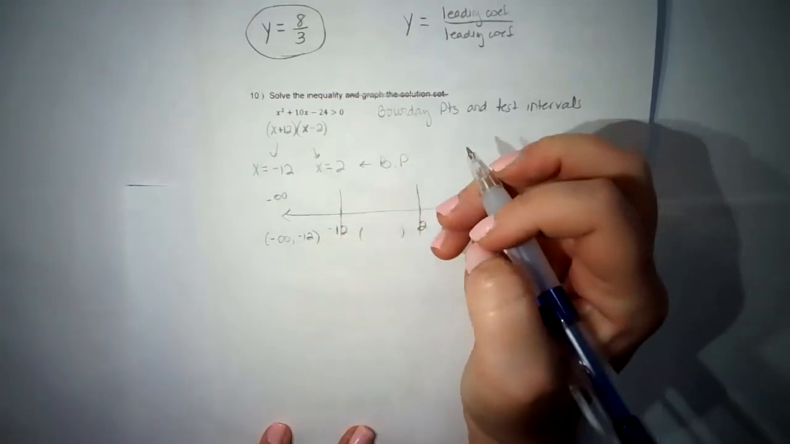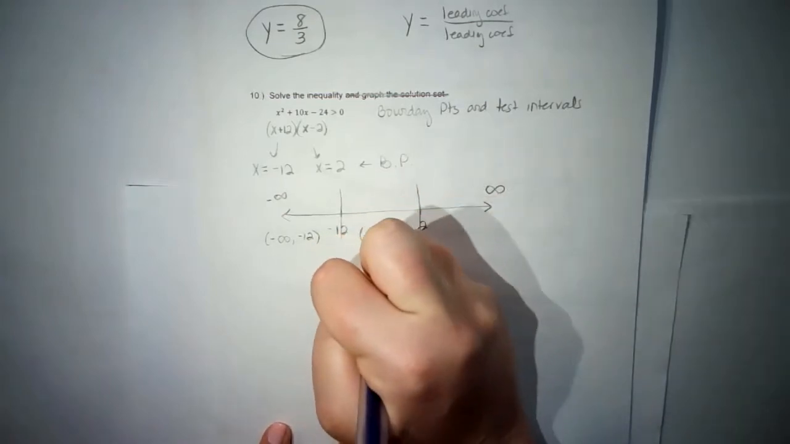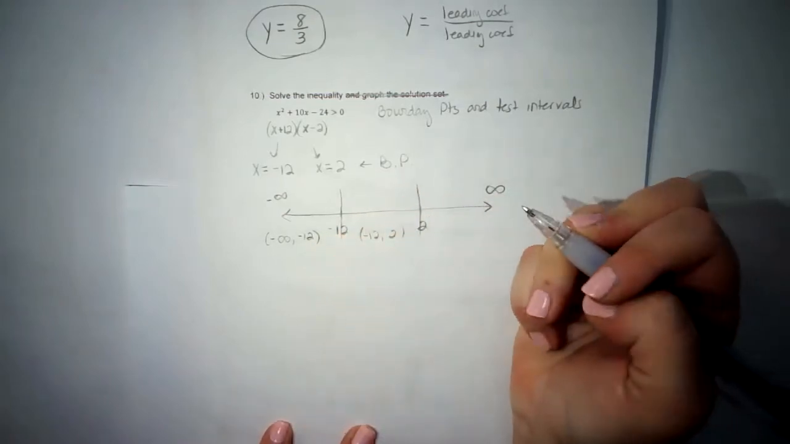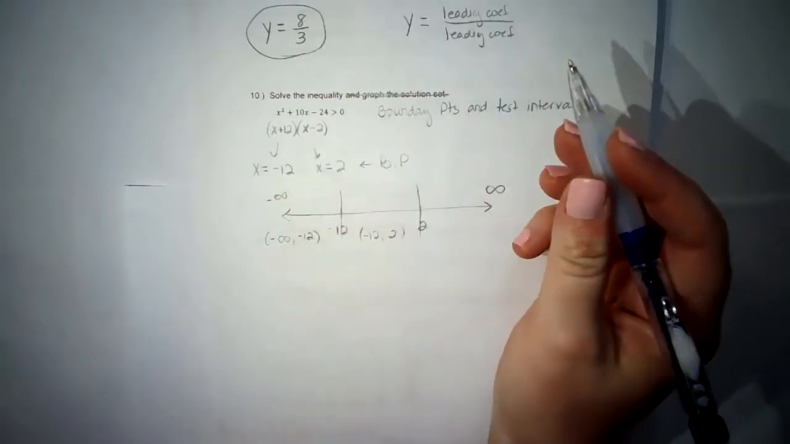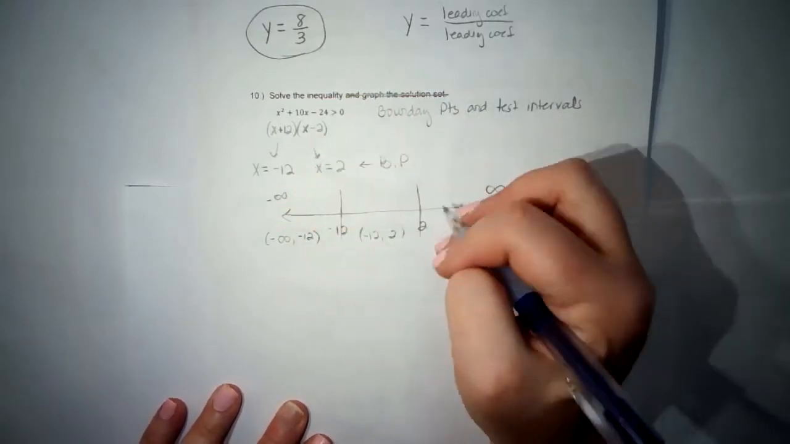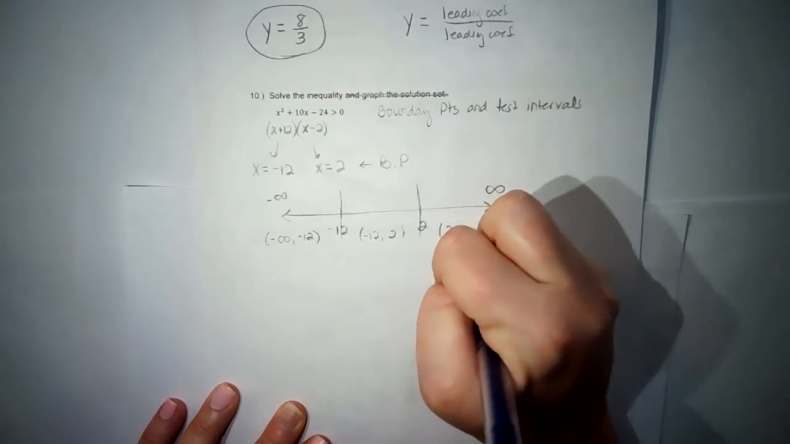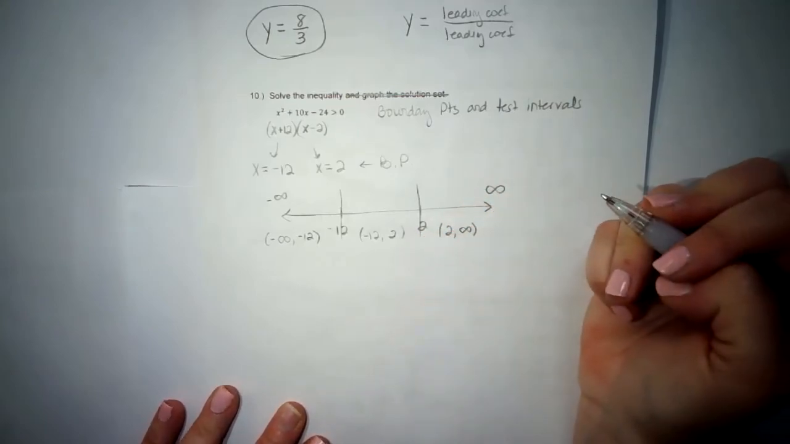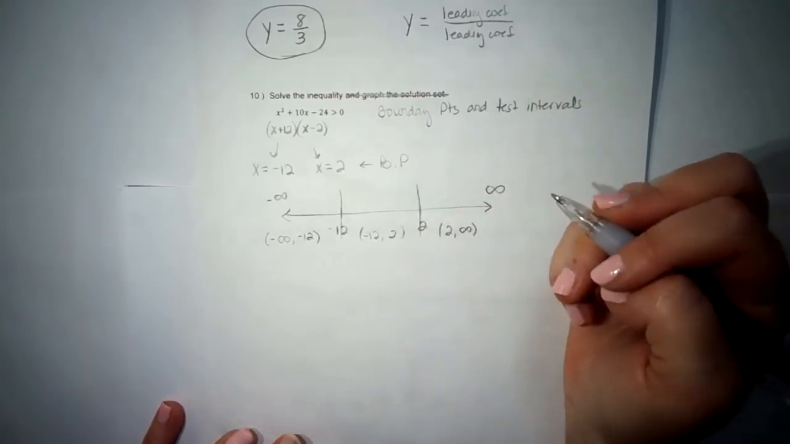Okay, yes, good. This interval is going to be -12 to 2, both with parentheses. Because of this, yours are going to have parentheses also. We're practicing it just like you're going to get. And this guy's going to be parenthesis 2 to infinity, just like this.